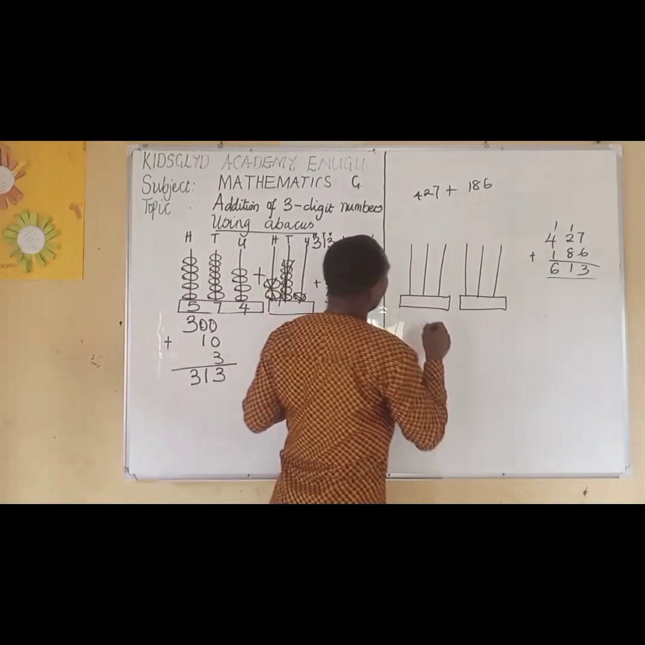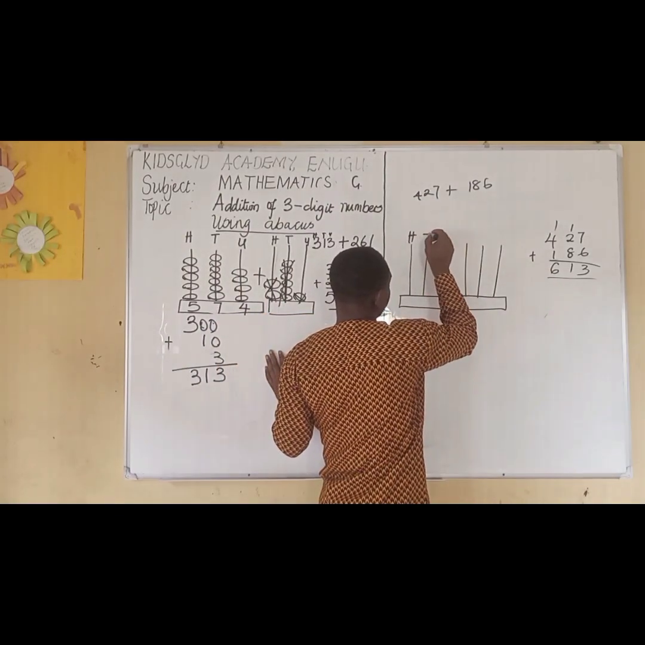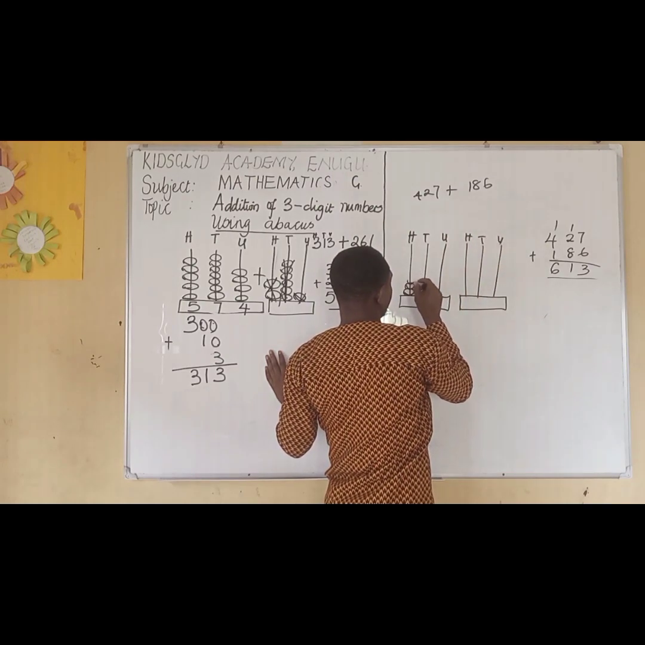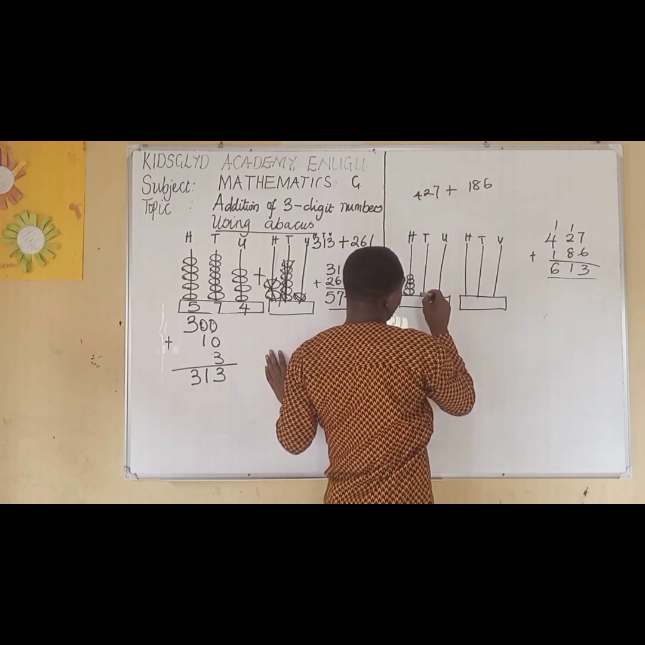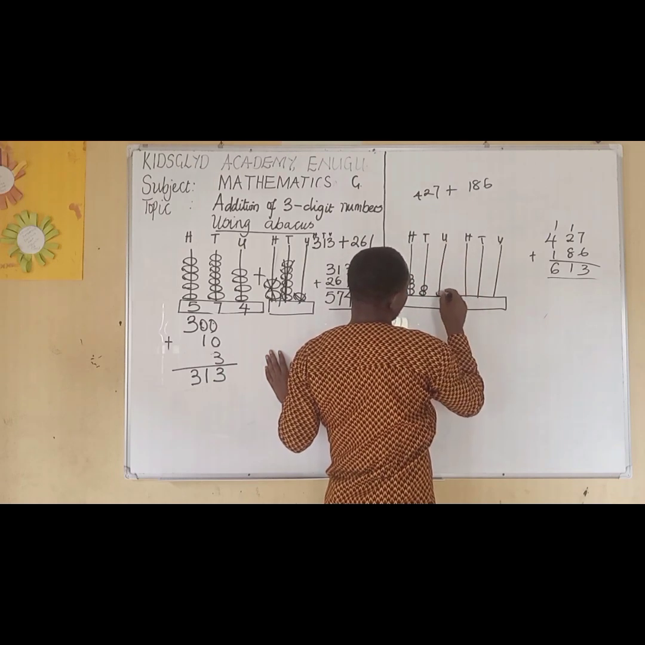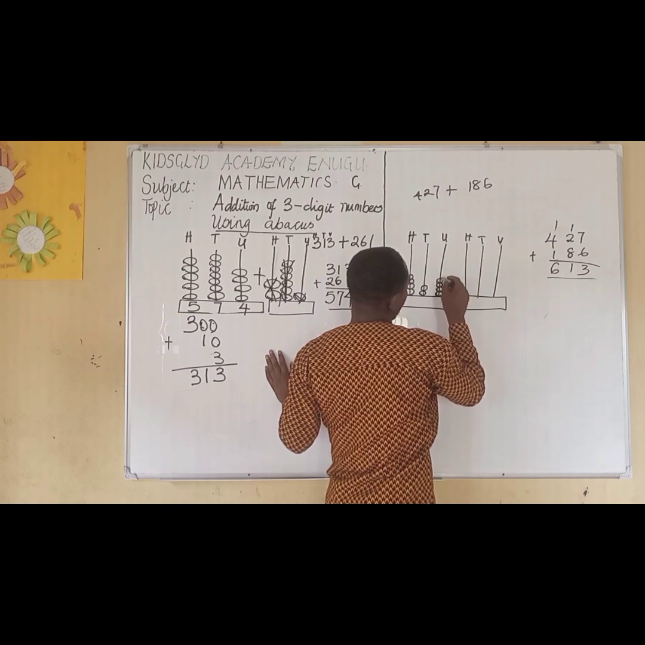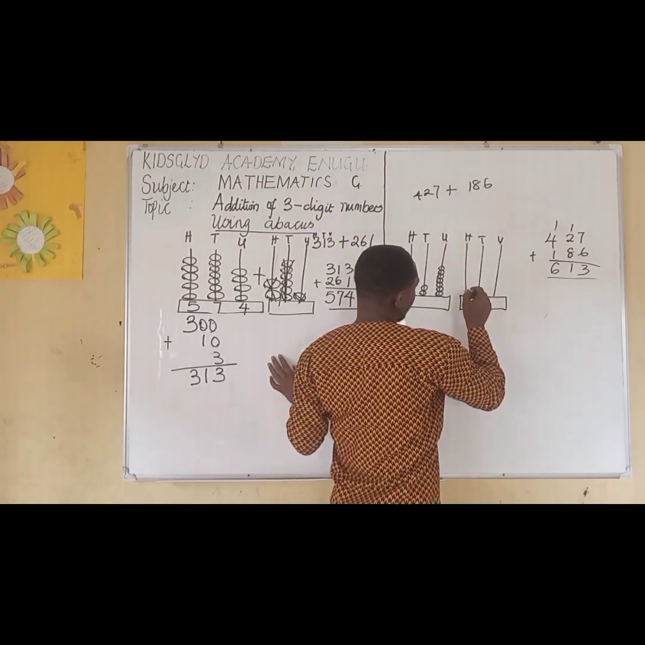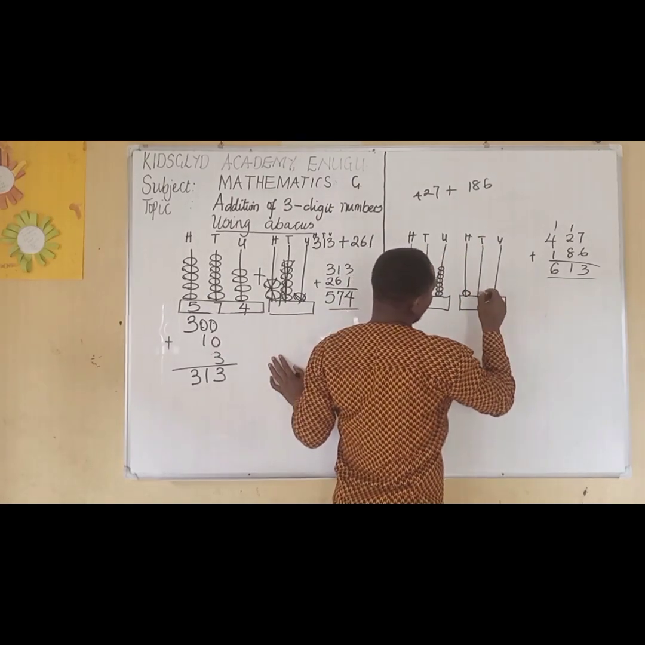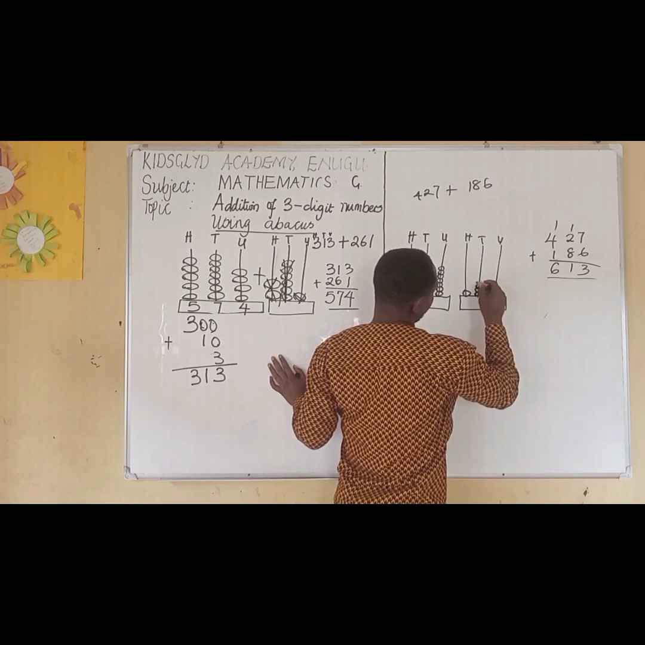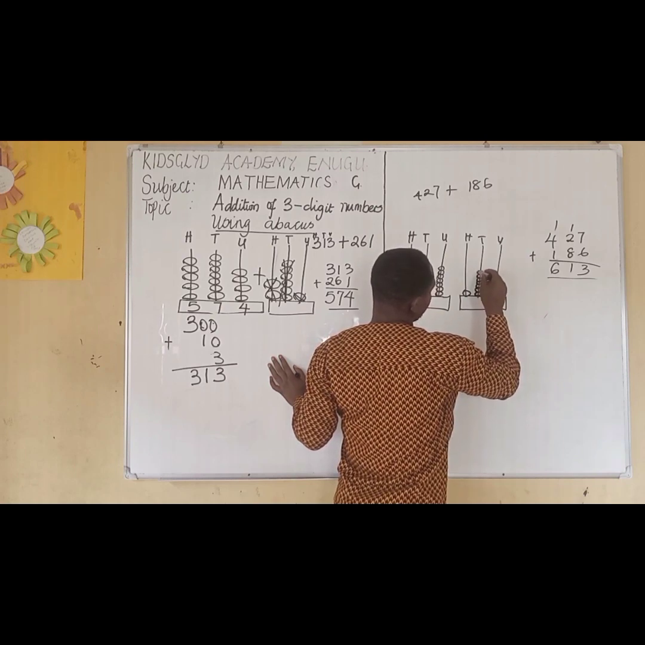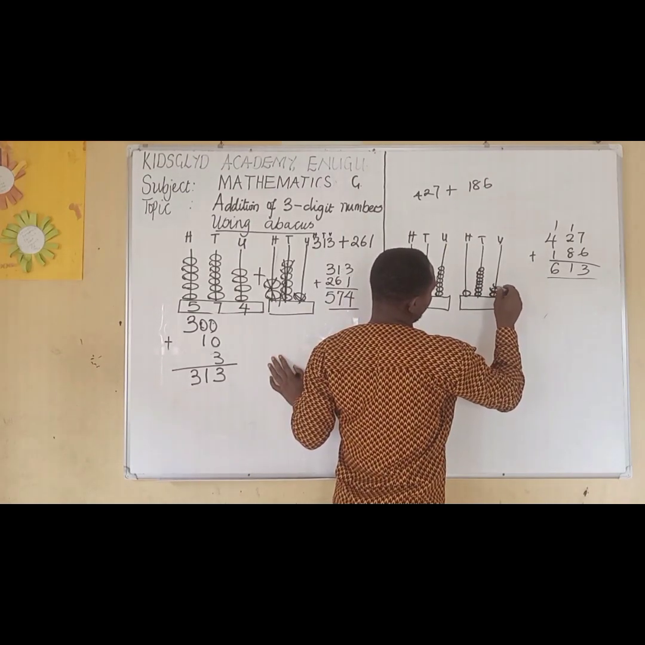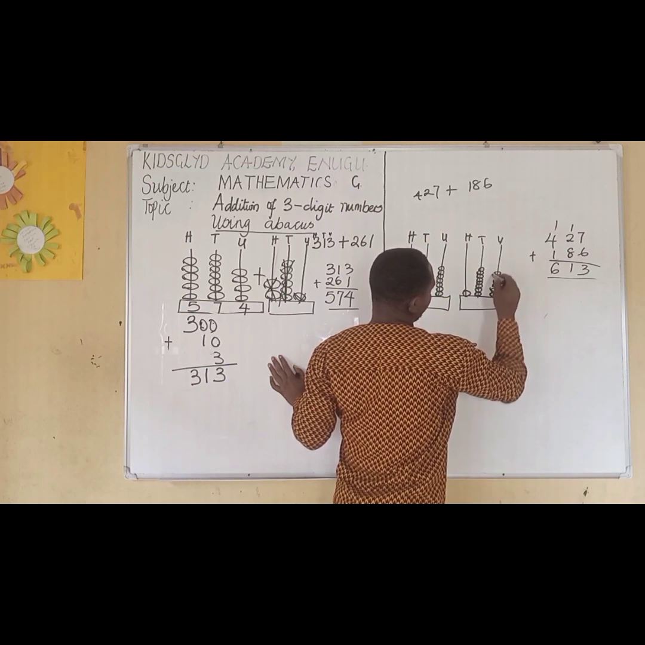The first one says we have 4. This is for hundreds, tens and units. We have 4 here, 3, 4. We have 2 here, 1, 2. We have 7 there, 1, 2, 3, 4, 5, 6, 7. This is for the first set. Then the second set, we have 1 here. Come here, we have 8: 1, 2, 3, 4, 5, 6, 7, 8. Then the last one that we have is 6: 1, 2, 3, 4, 5, 6.